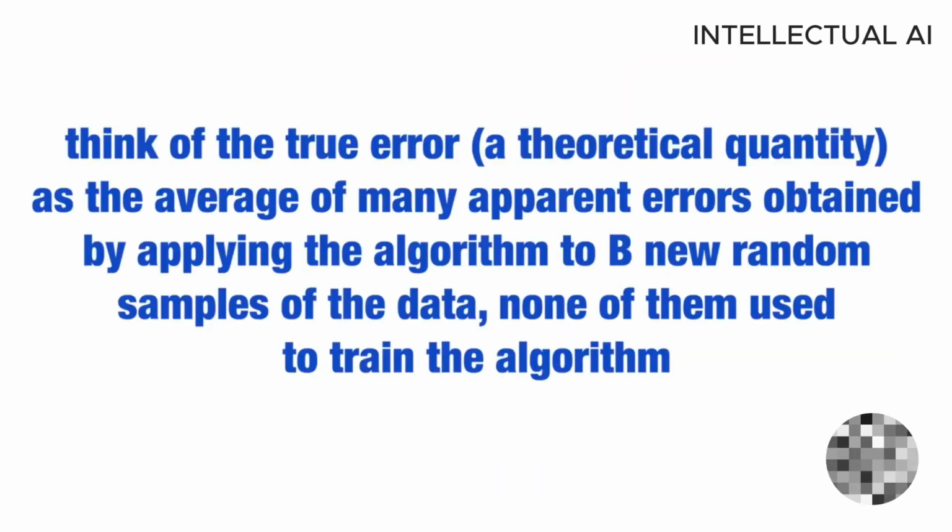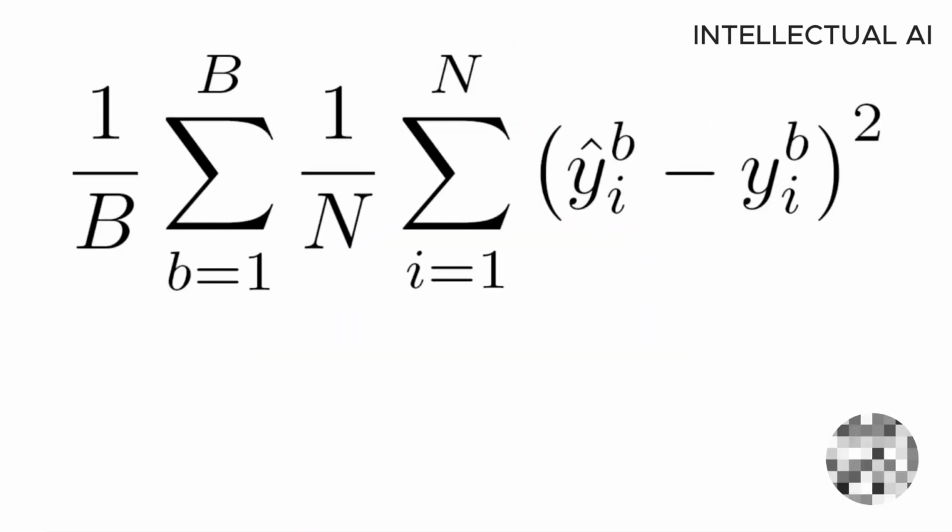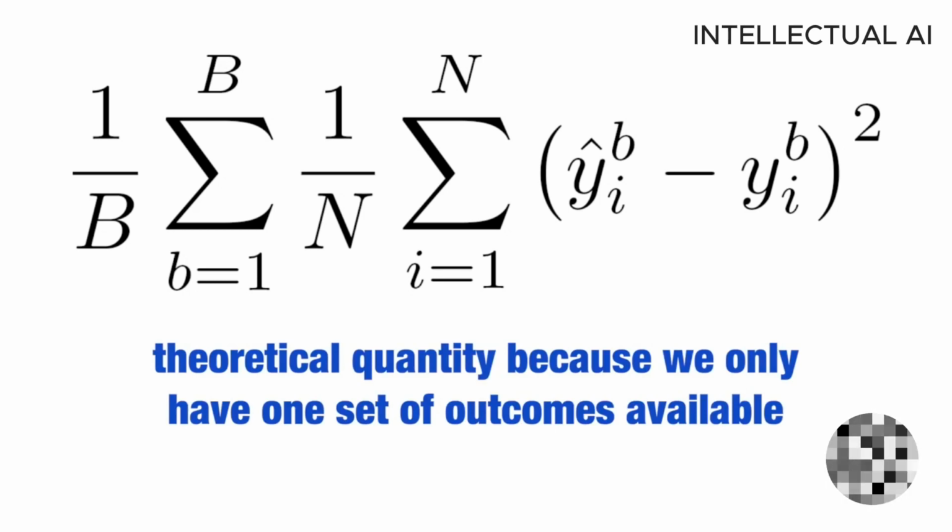To understand cross-validation, it helps to think of the true error, a theoretical quantity, as the average of many apparent errors obtained by applying the algorithm to b, a very large number, new random samples of the data, none of them used to train the algorithm. In this scenario, we think of the true error as the following formula, with b a large number that can be thought of as practically infinite. As already mentioned, this is a theoretical quantity because we only have available one set of outcomes.